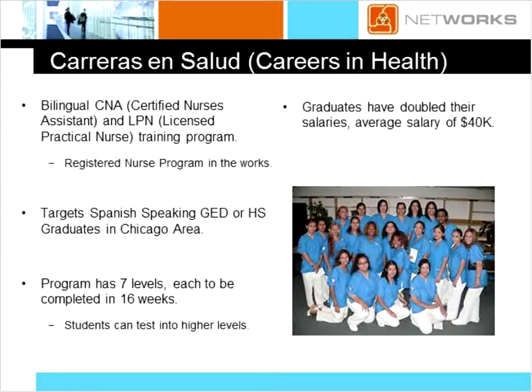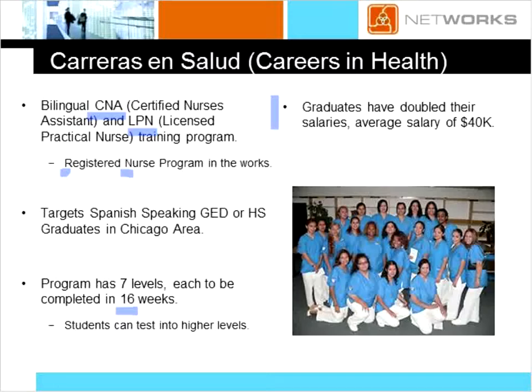I'd like to also talk about Quest for Salud, which is a bilingual CNA program and an LPN program. They're working on an RN program down here. And the significant thing about their program is that the graduates have doubled their salaries and have an average salary of $40K. So as you can imagine from the title, they're looking for Spanish-speaking GED or high school graduates in the Chicago area. They have 7 levels, which is quite a bit for a bridge program, and they're each to be completed in 16 weeks. So they're 4-month programs, right? It's about the same as our semester, so probably similar to some of your schools out there.